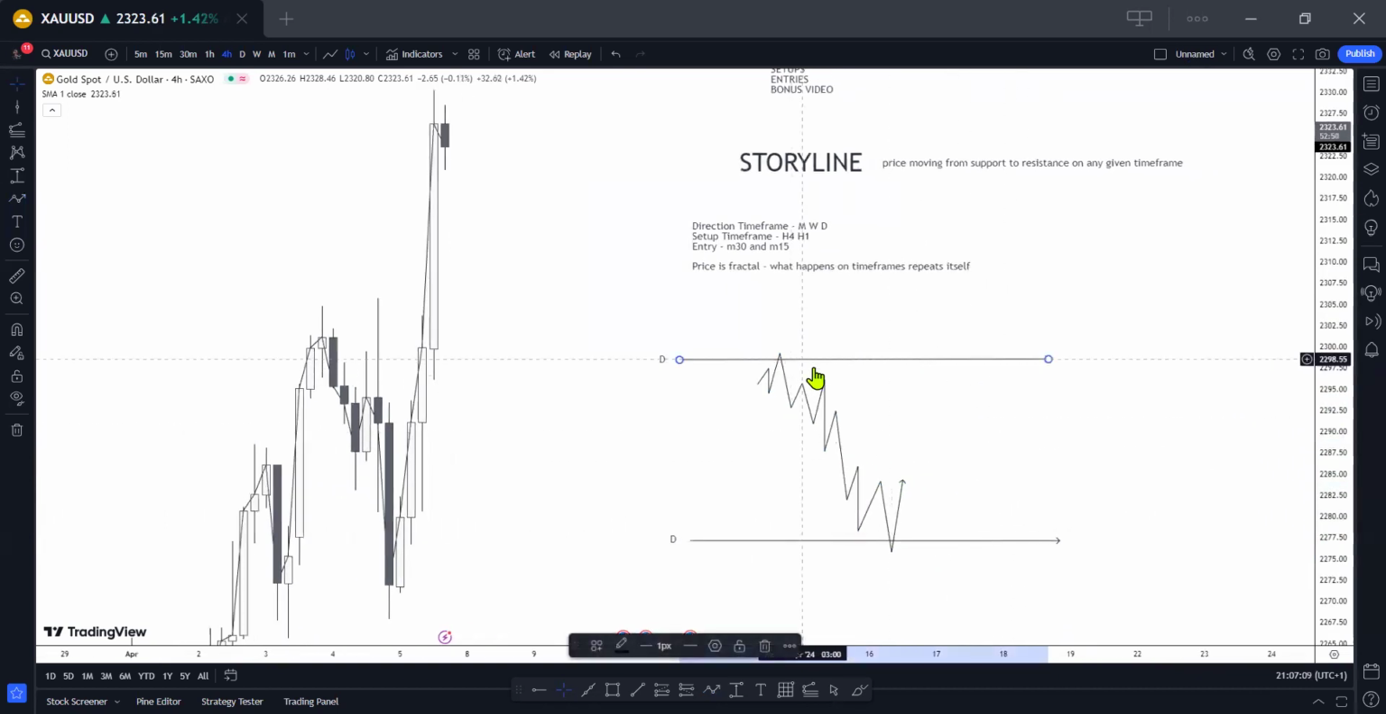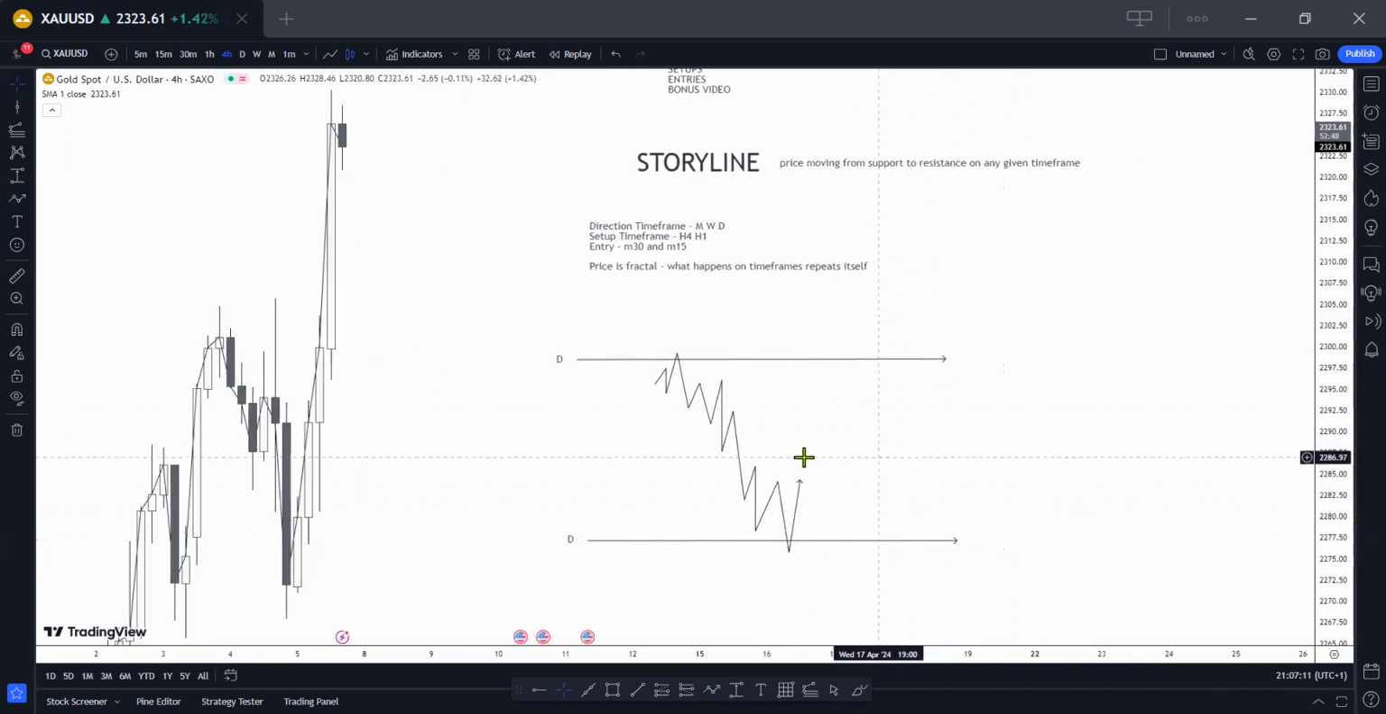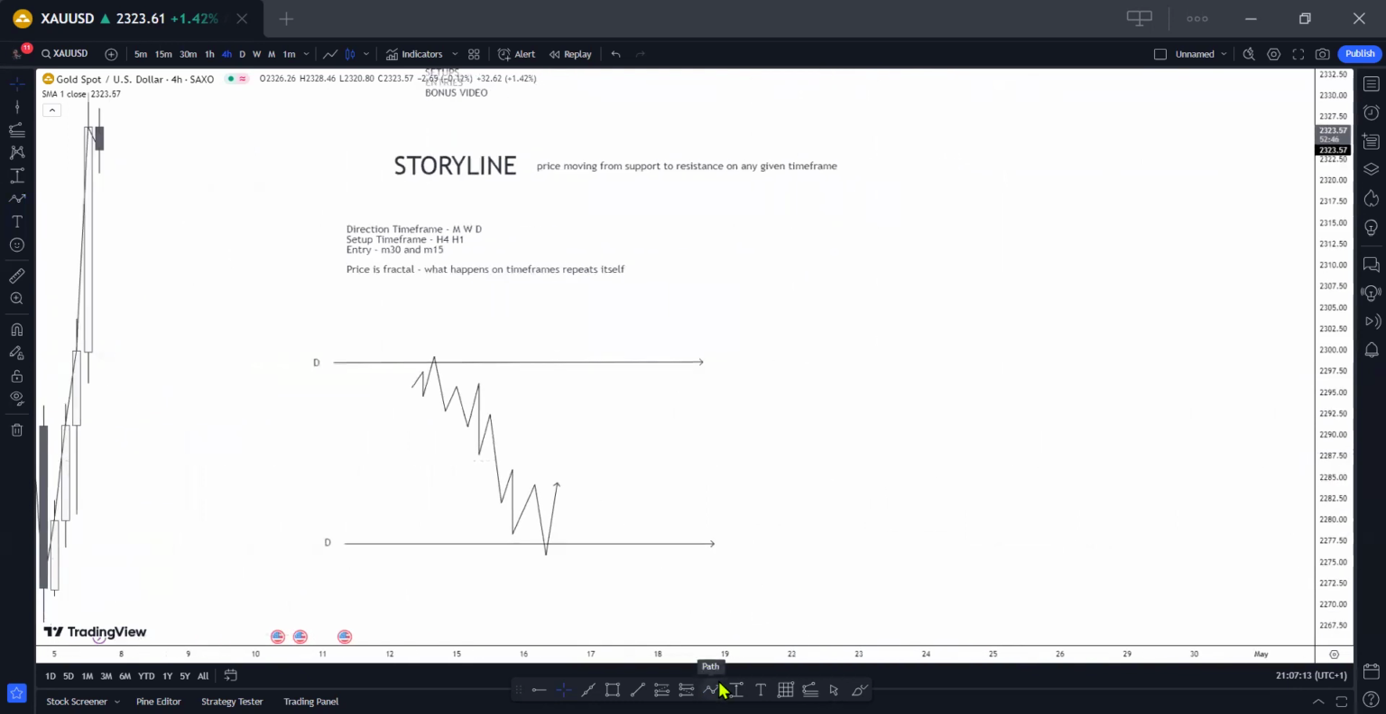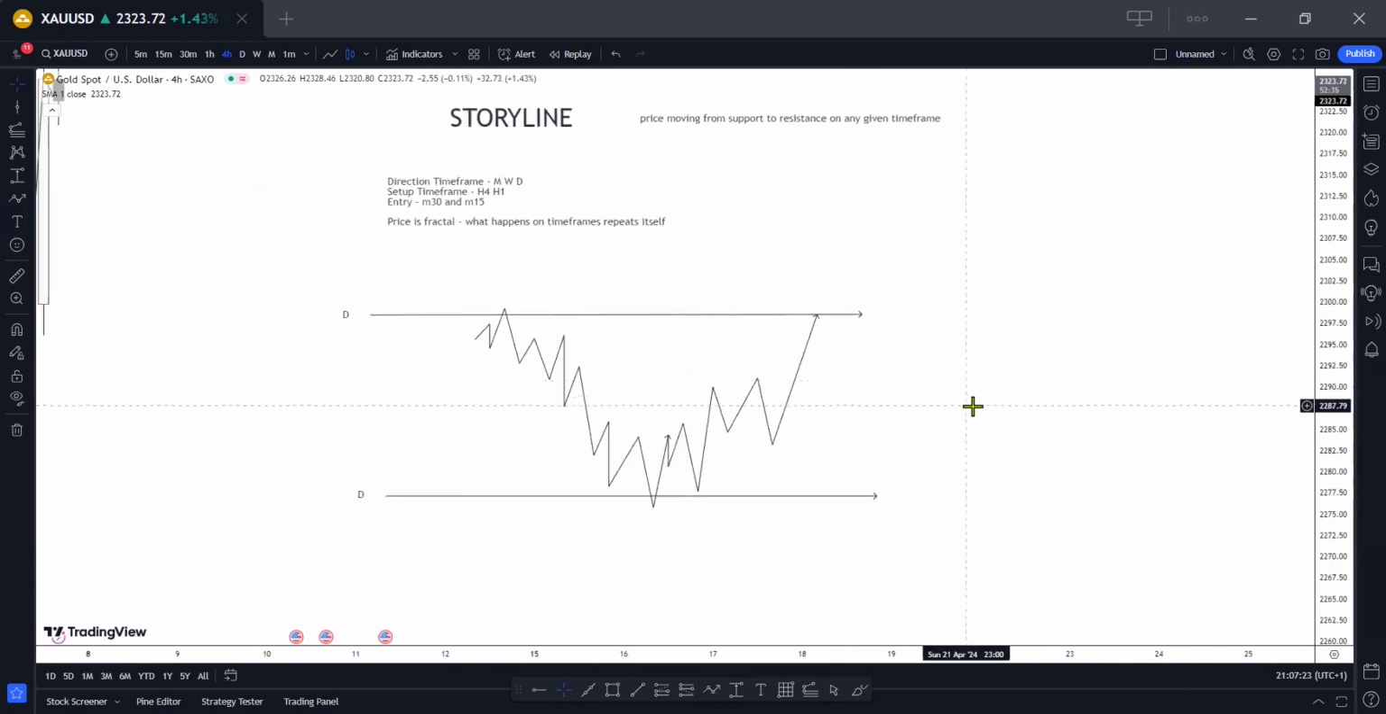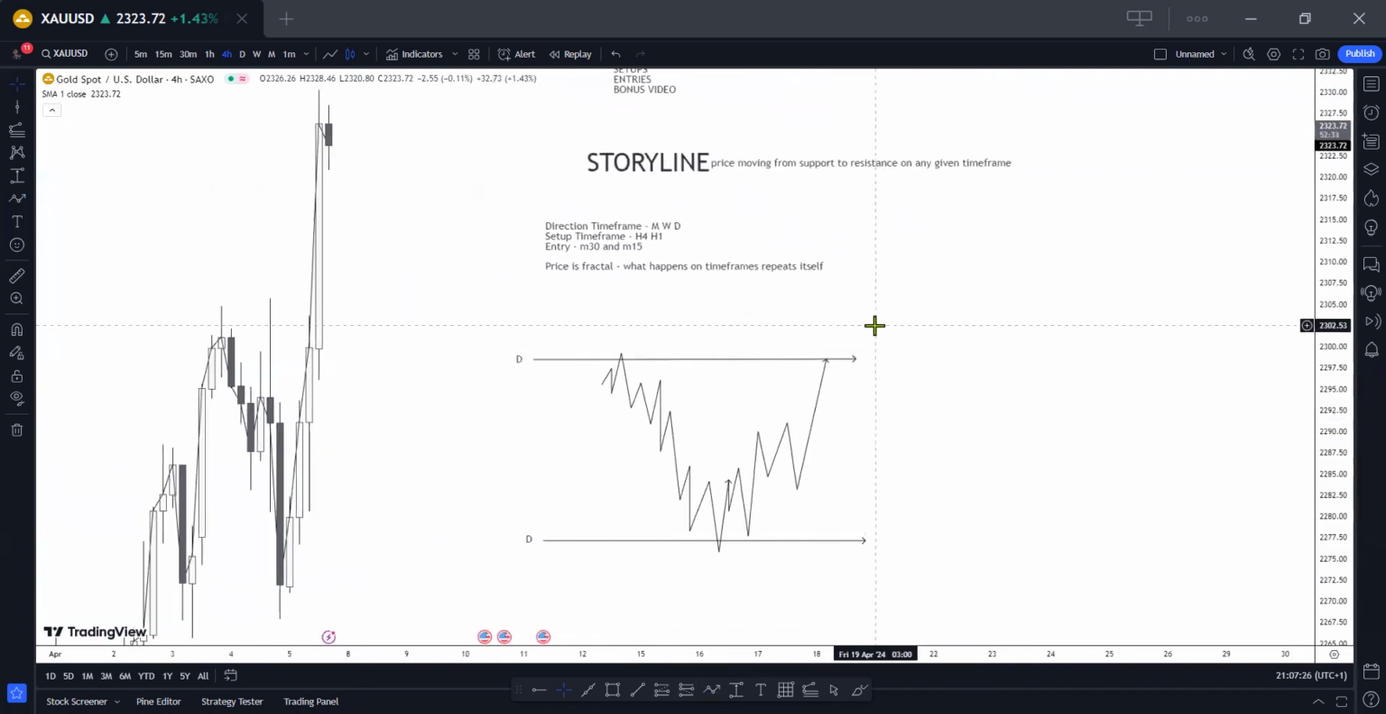So from daily resistance to daily support. Okay, so it could also be from daily support, right? Could also be from daily support to daily resistance, right? So that's storyline. Storyline is how price moves from support to resistance on any given time frame. Pay attention to any given time frame.